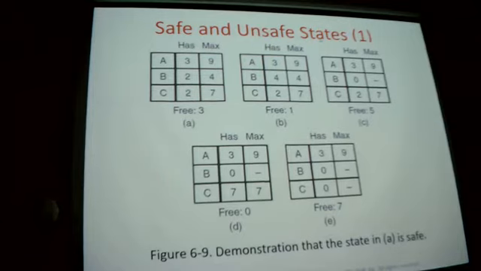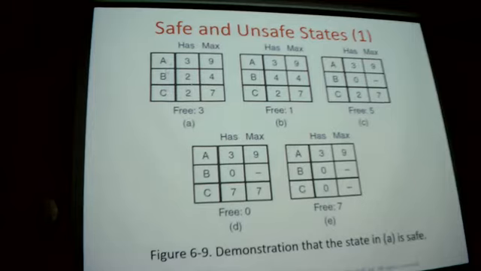So unsafe state doesn't mean deadlock, okay? On the contrary, if there is a deadlock, the state must be an unsafe state. But if the state is unsafe, maybe the reason is not deadlock, okay? In this example, there are 3 processes, Process A, B, and C.